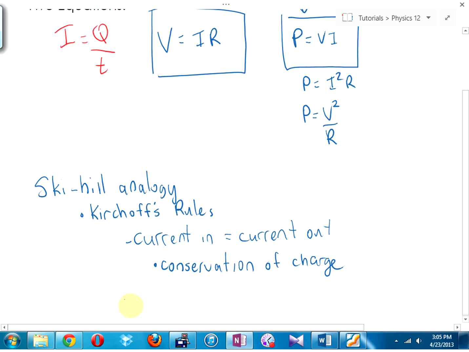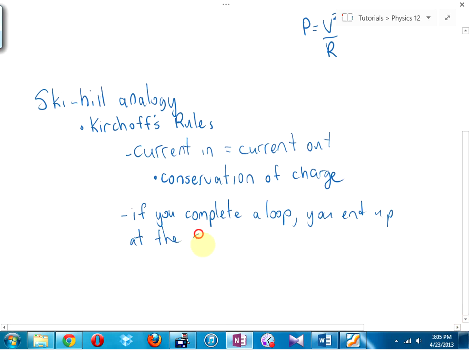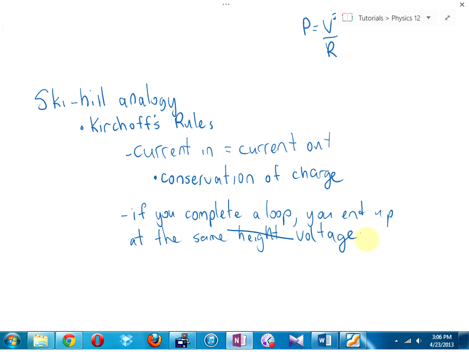Kirchhoff's second rule for voltage was if you complete a loop, you end up at the same height. Oh, wait a minute. Cross out the word height. Voltage. But the analogy I used for this whole unit was I said voltage was very, very similar to height. Okay? Make sure you understand current is which way positives flow. Electron flow is in the opposite direction of current, and that's really what's going on. But hopefully by now I've convinced you why we like to let downhill be positive.